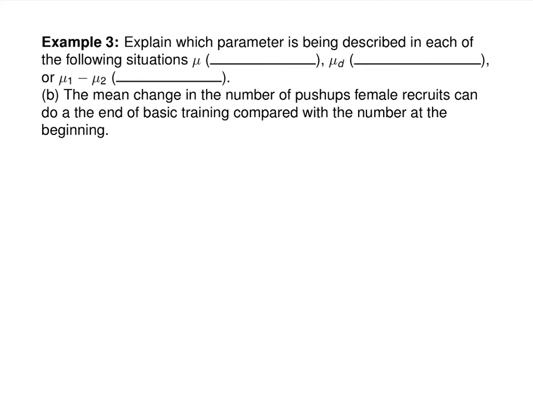The mean change in the number of push-ups female recruits can do at the end of basic training compared with the number at the beginning. This is obviously a paired measurement because we have a number before and a number after. In which case we're talking about mu sub d when there's an obvious paired difference going on.